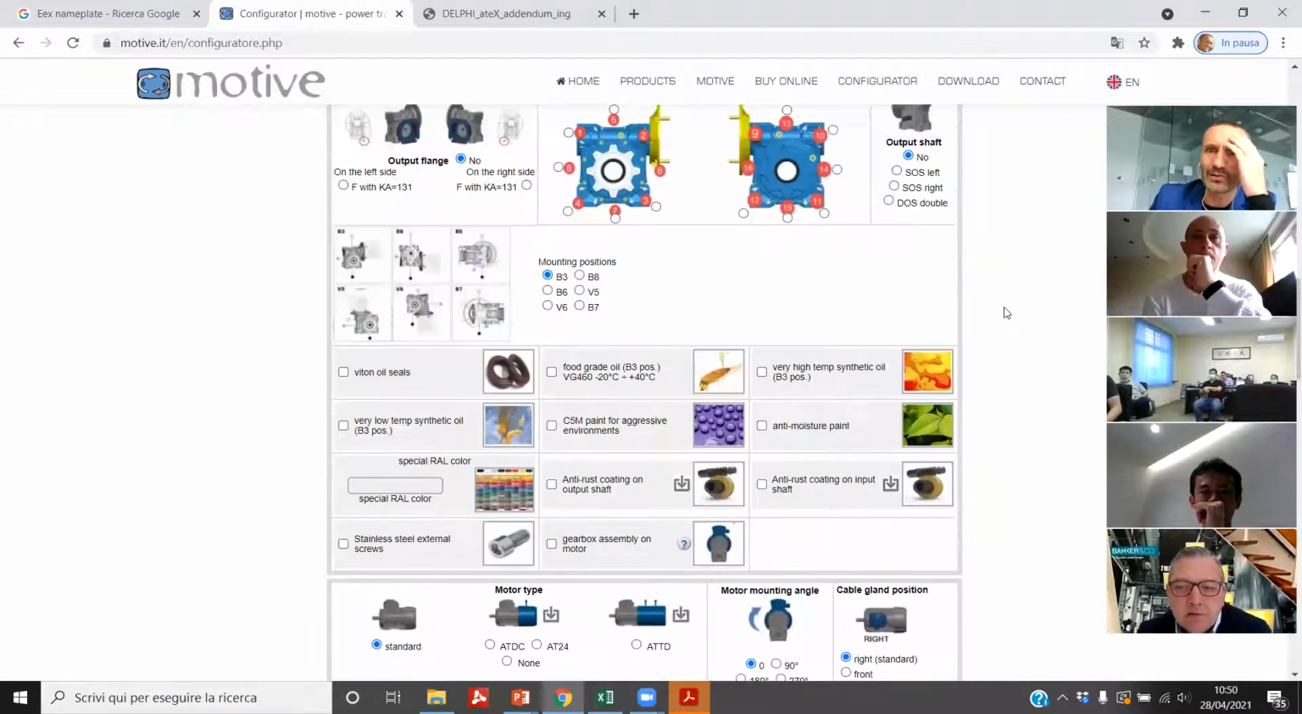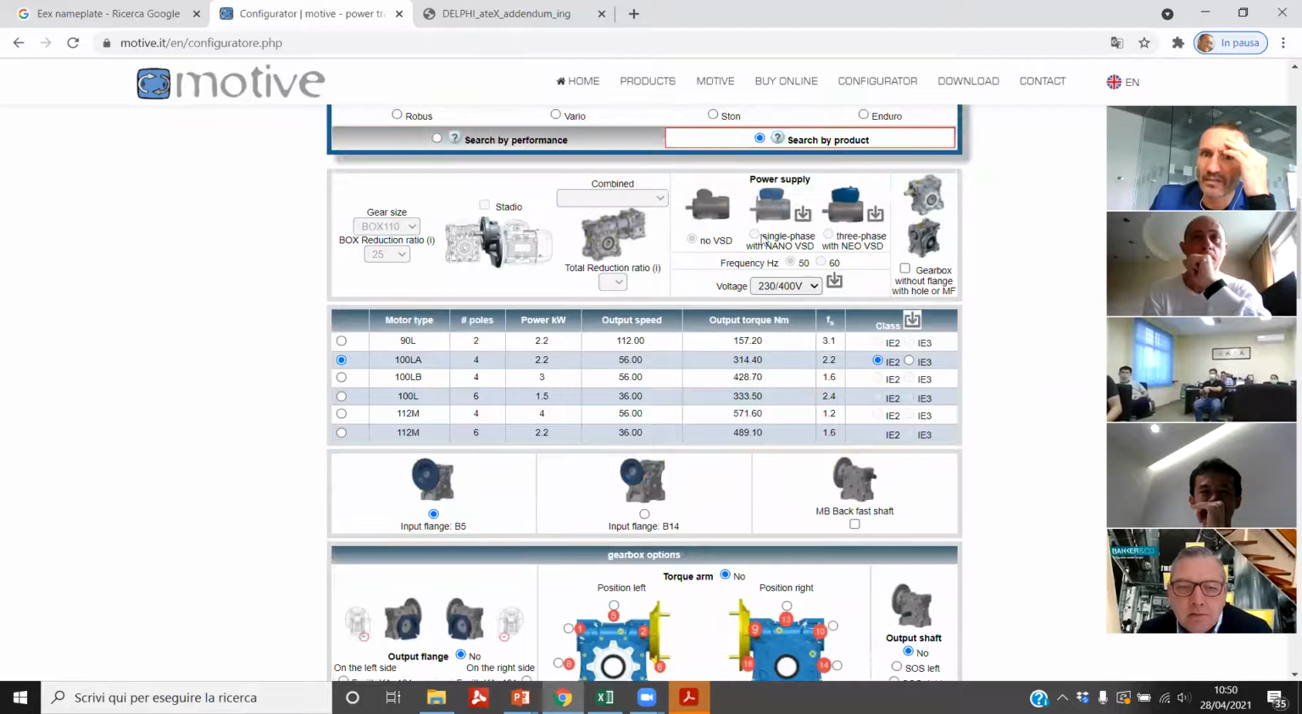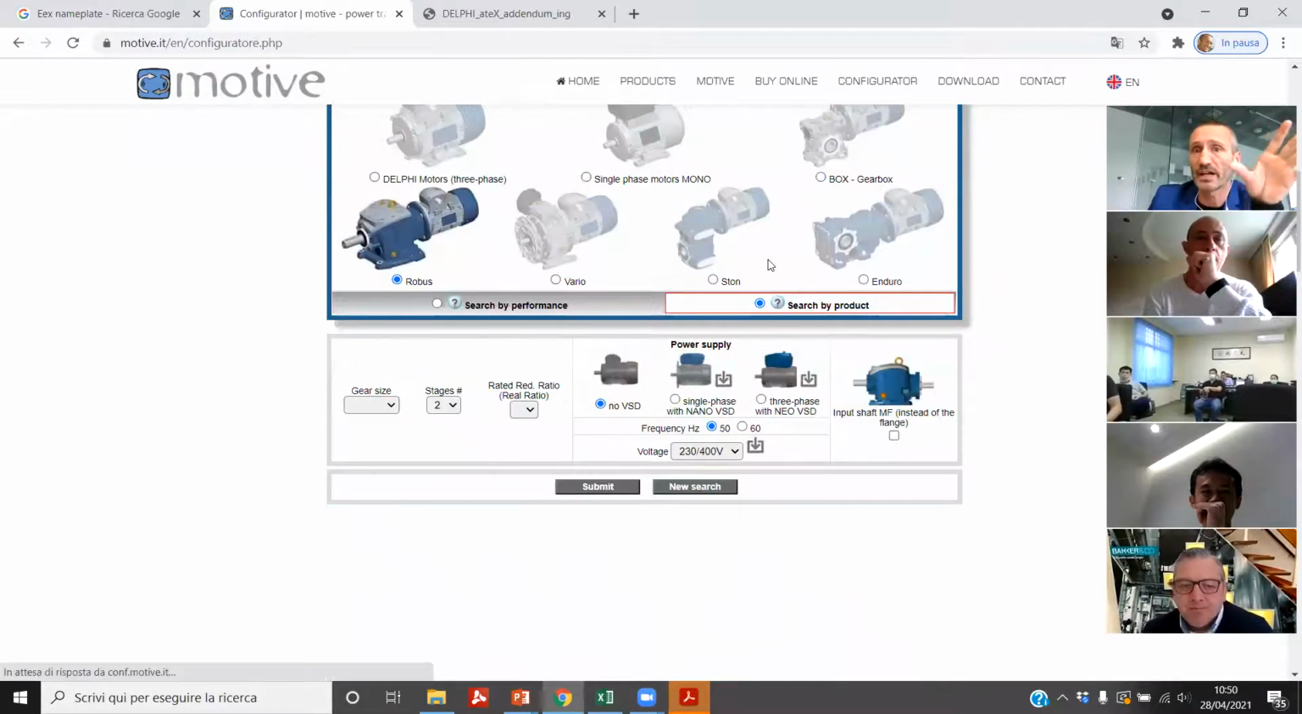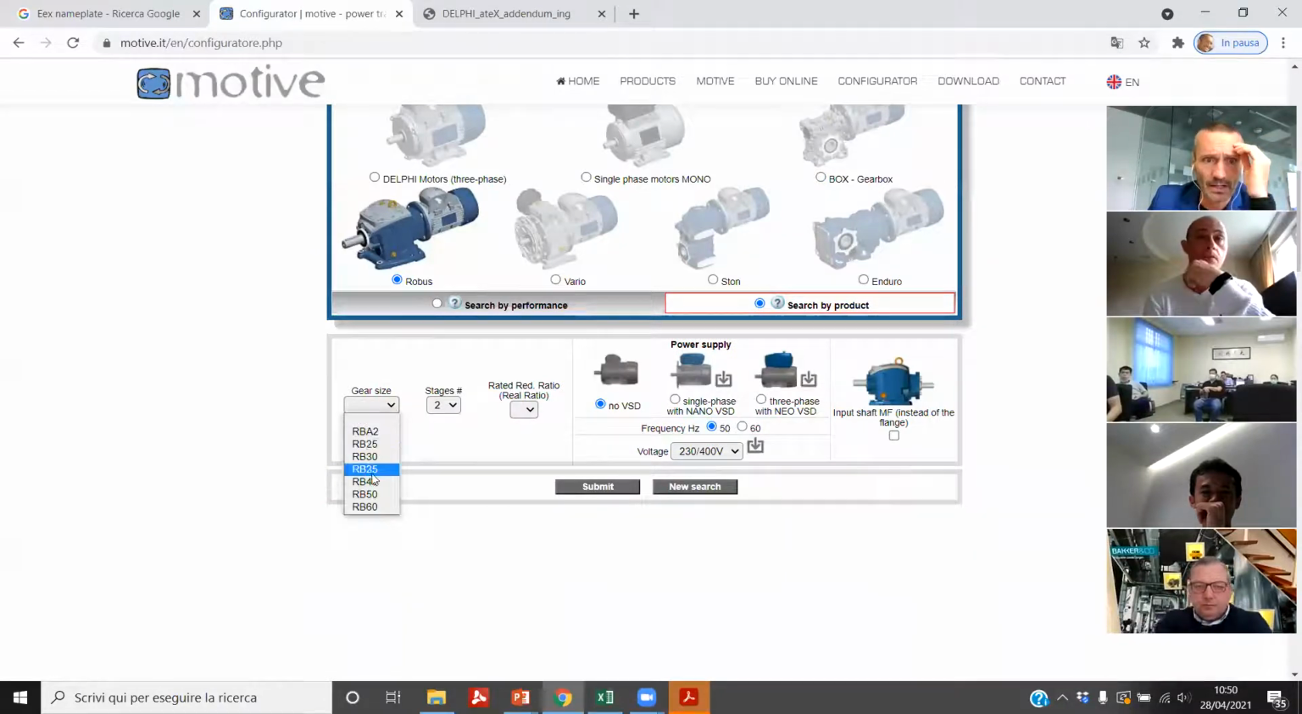What if I also want to put a drive? Well, actually, this is a selection that I had to do from the beginning. So let's do it with another gearbox. Just to make an example, I choose this. I already know what I want.